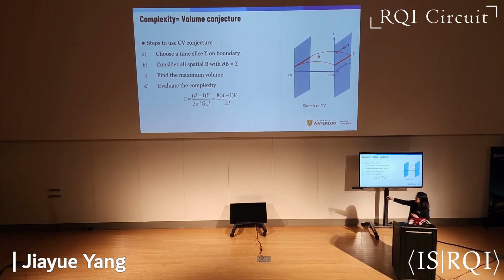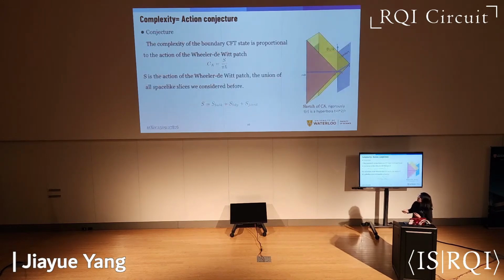But as we can see in this formula, L is some arbitrary length scale, so it is a little bit ambiguous. And why can we use this arbitrary length scale here? So to avoid this ambiguity, another proposal was proposed.